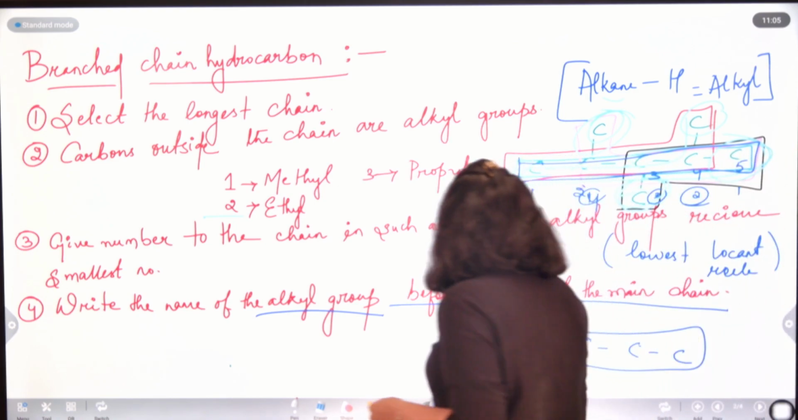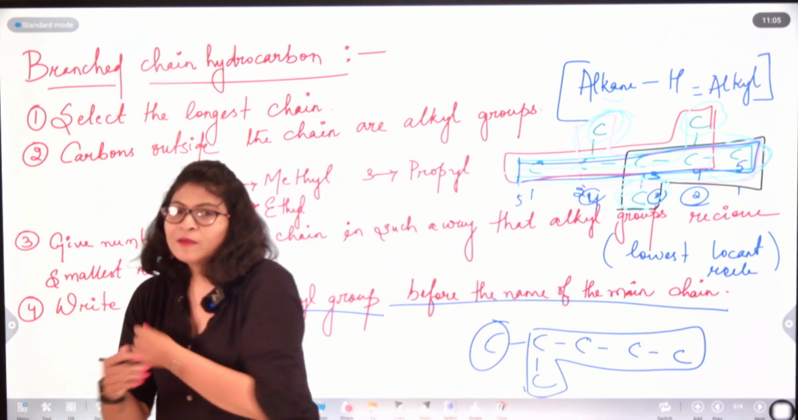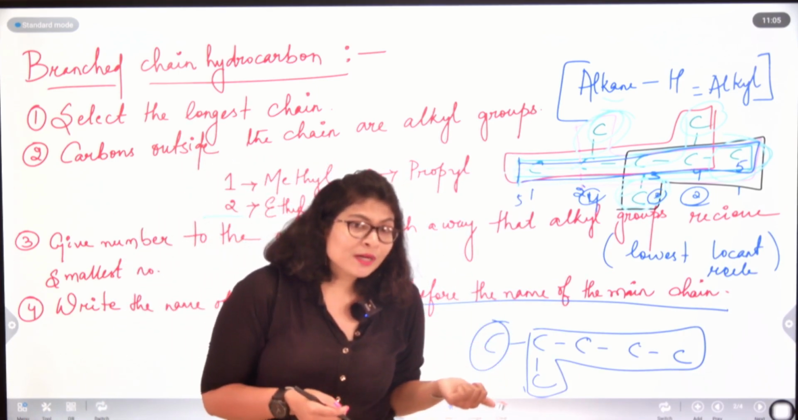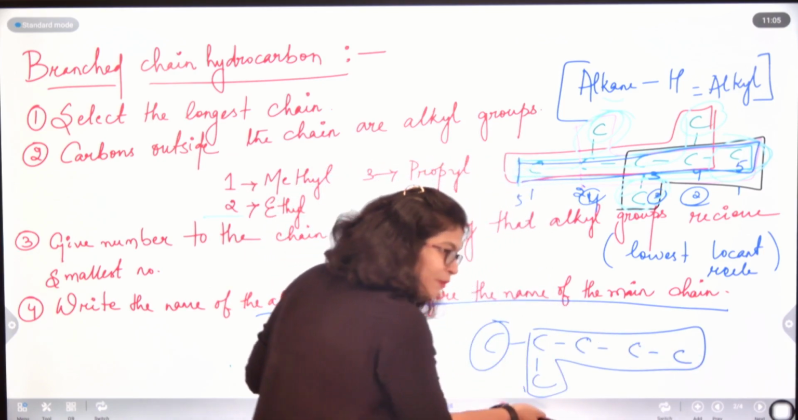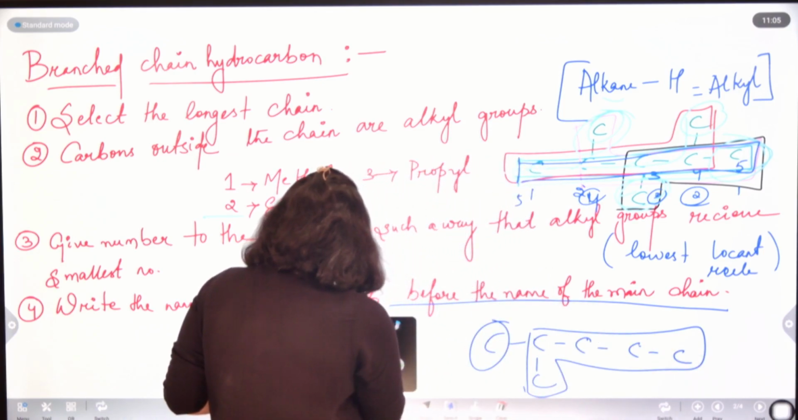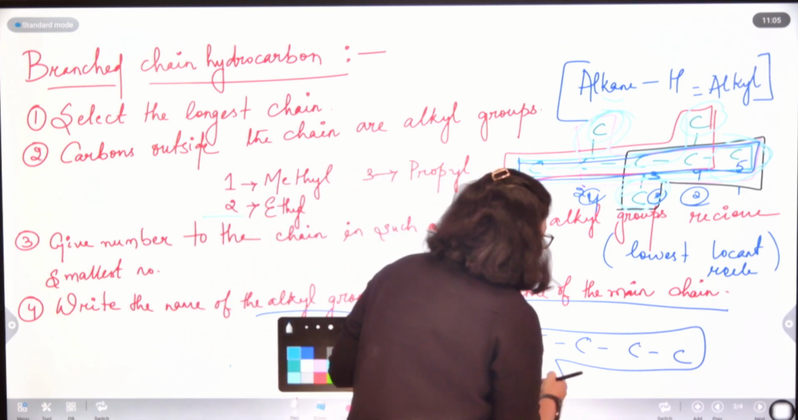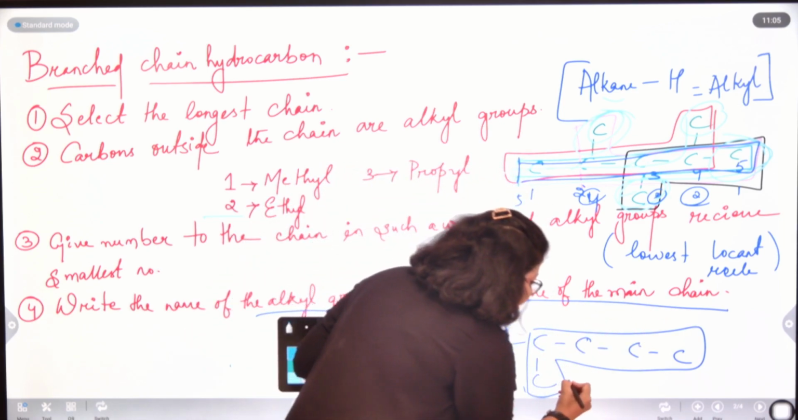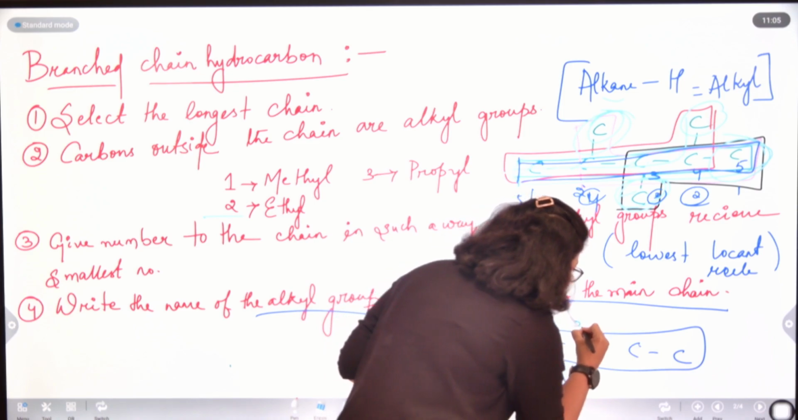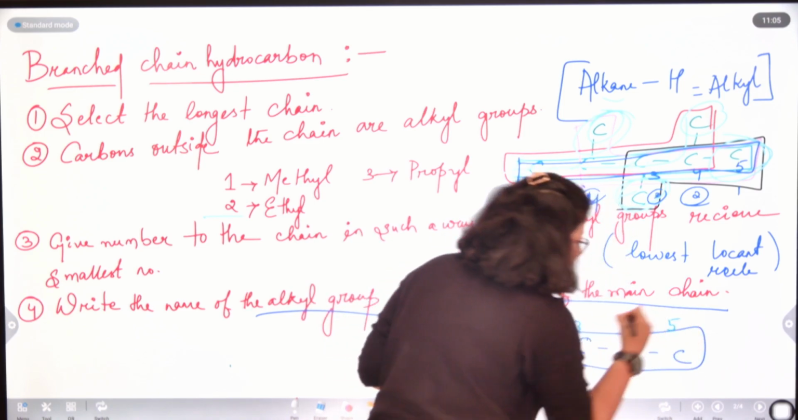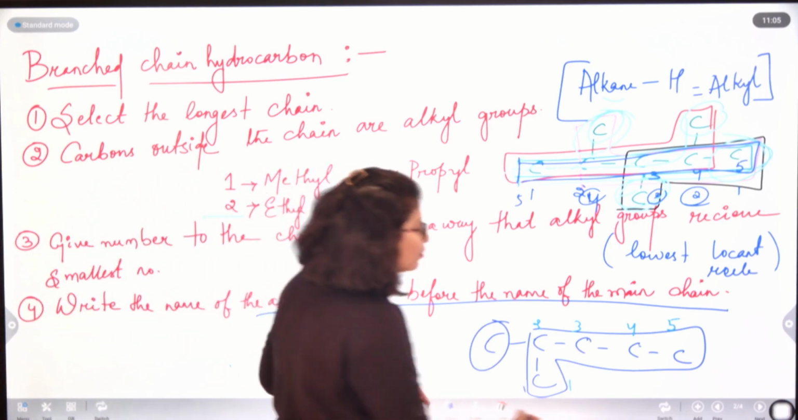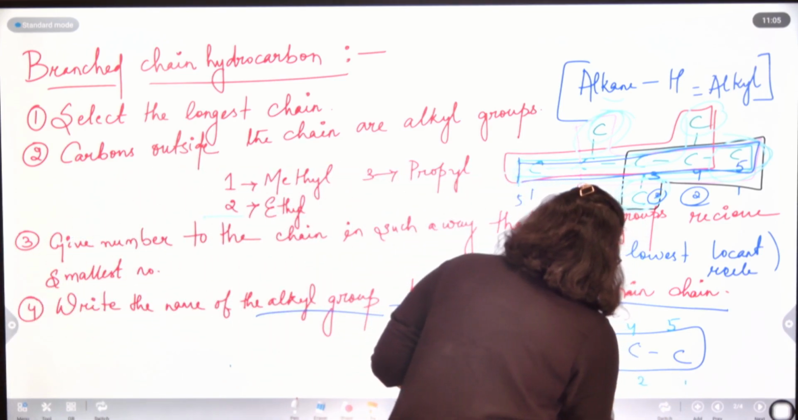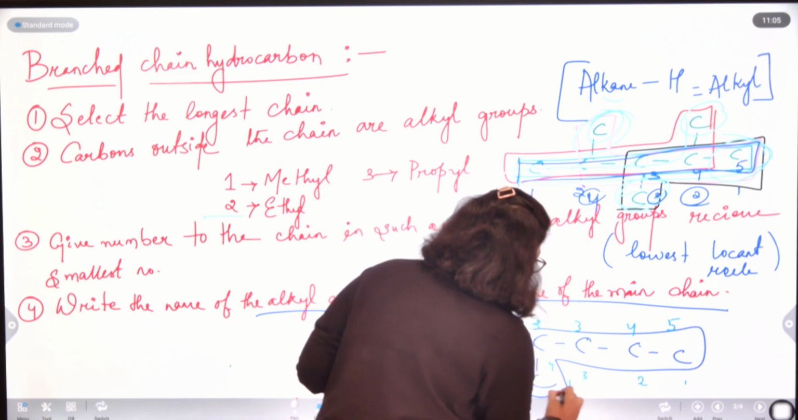Now, this goes to the branching. The next thing I have to do is number the carbon atoms. For numbering, I can go from this side or this way also, so let me do it both ways for you. Going first this way, this carbon is 1, 2, 3, 4, 5, like this. If I'm coming from the opposite way, it will also be 1, 2, 3, 4, 5.